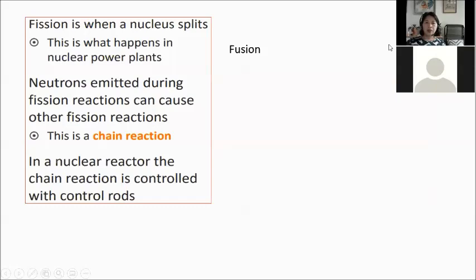So next, we have to differentiate nuclear fission from nuclear fusion. So in fission, this is when a nucleus splits. So a heavy nucleus would split, no? So this is what happens in the nuclear power plants. Neutrons emitted during a fission reaction can cause other fission reactions. This is called a chain reaction. So in a nuclear reactor, the chain reaction is controlled by a control rod.